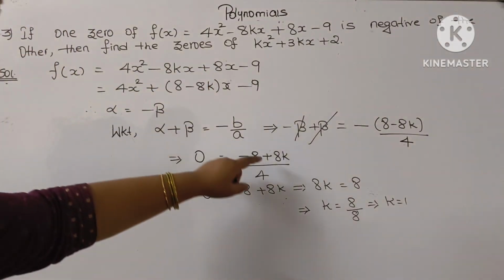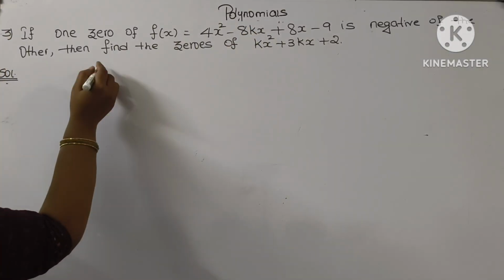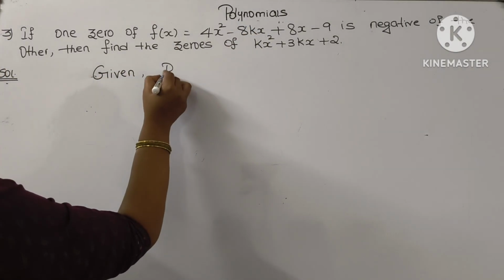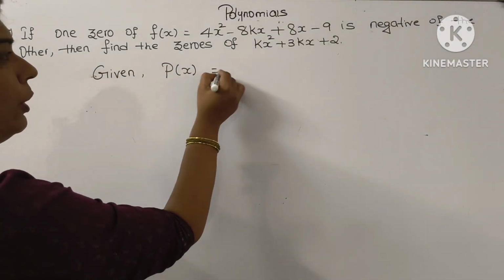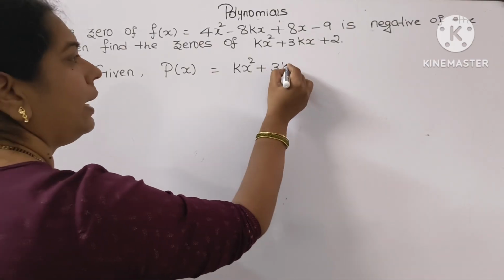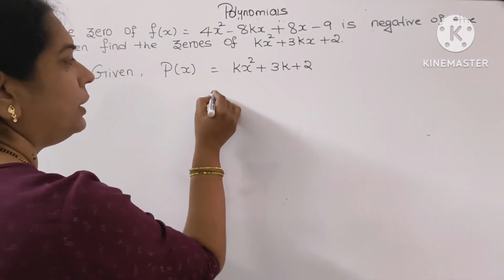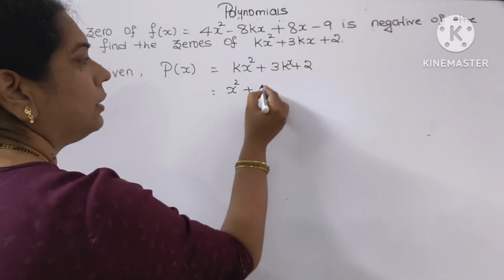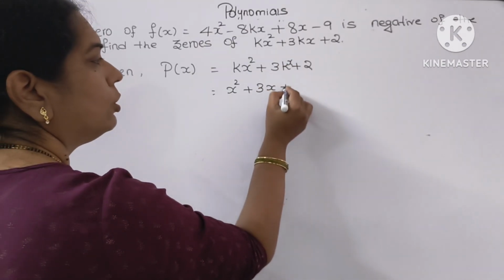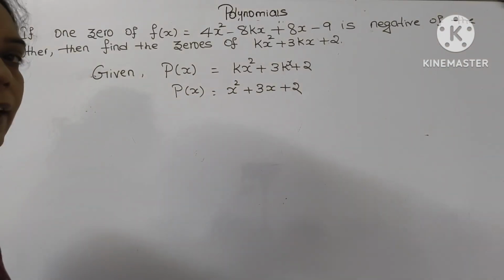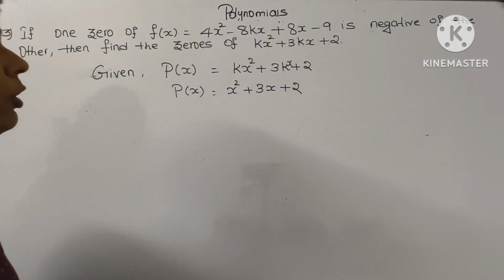So the value of k is found. What is given? Name it as some p of x, it doesn't matter. p of x is equal to kx² plus 3kx plus 2, which means k is 1. So it will be x² plus 3x plus 2. So what is the given equation now? p of x is x² plus 3x plus 2. What is the question? We have to find the zeros.